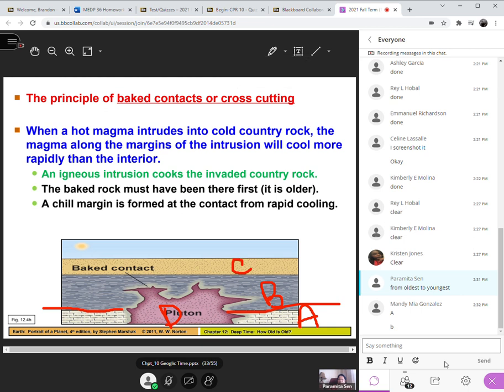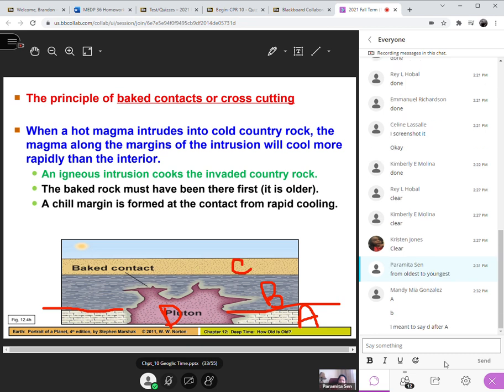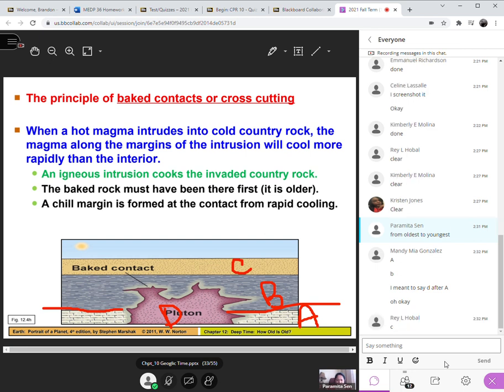Other students also please participate. Which is the next layer after B? No, D is not after A. I'm just going to tell you why. After A is B. After B is C. Very good.